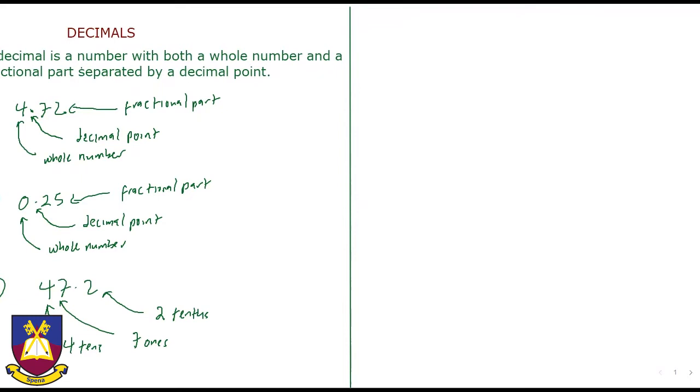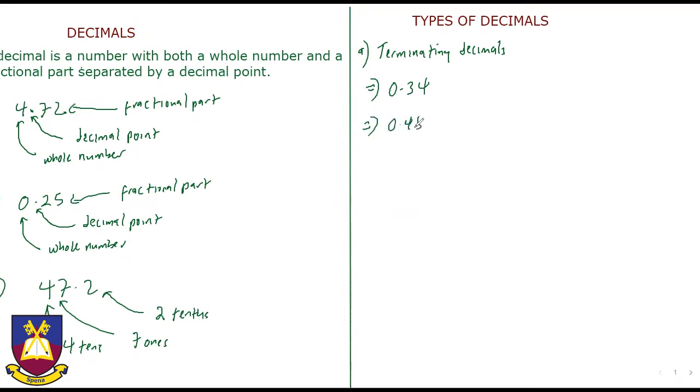Let's look at the types of decimals. What we call terminating decimals, like this one, 0.34, is a terminating decimal. It's terminating because after the decimal point, the digits that come are finite. They're countable. They stop after some time. We could have 0.453, which is a terminating decimal, and so on. As long as it stops somewhere, then it's said to be terminating.